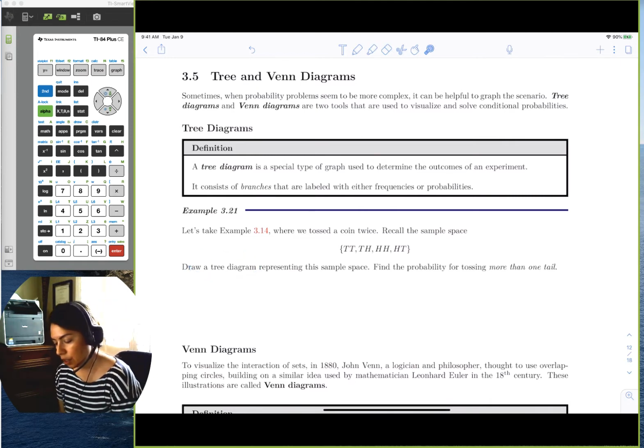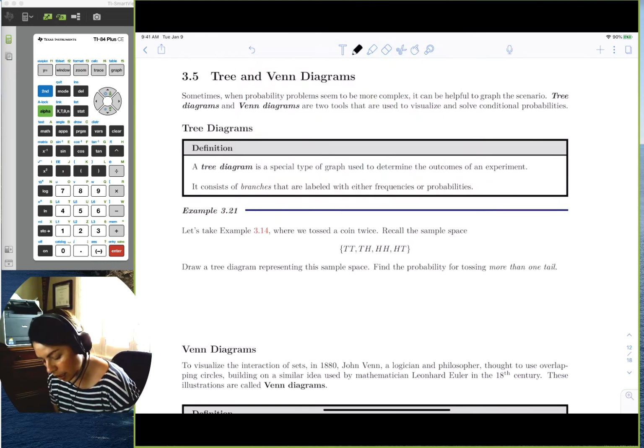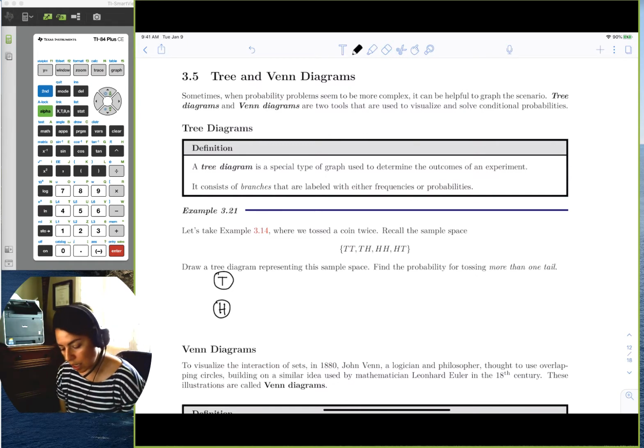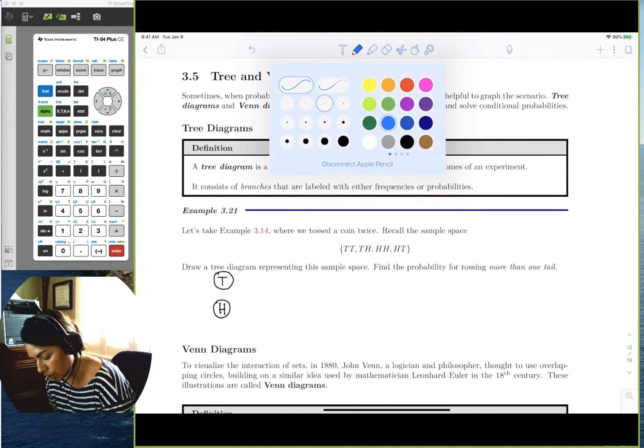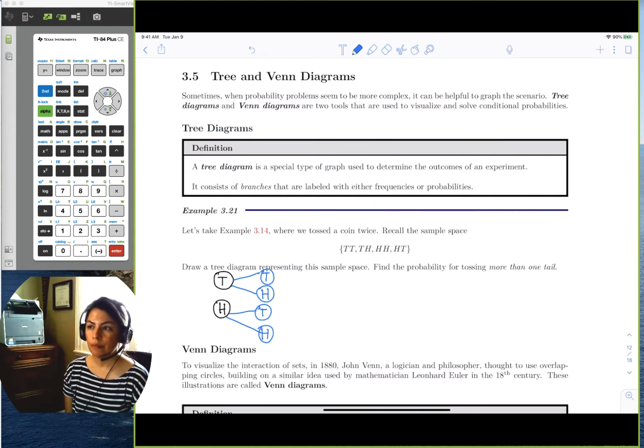So here, you would start off with a tails or a heads. The one coin has a tails or a heads. And the branch would be next, which would be if I tossed a tails next or a heads next. If I did a heads first, I could have done a tails next or a heads next.